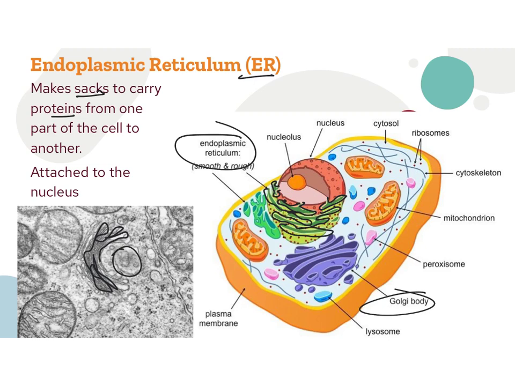These little black dots, we're going to see them in a minute. Those are ribosomes. They make the proteins. Now, what the endoplasmic reticulum is going to do is, say a protein gets made right there. It's just going to surround it, just envelop it, and then it can carry it wherever it needs to go.